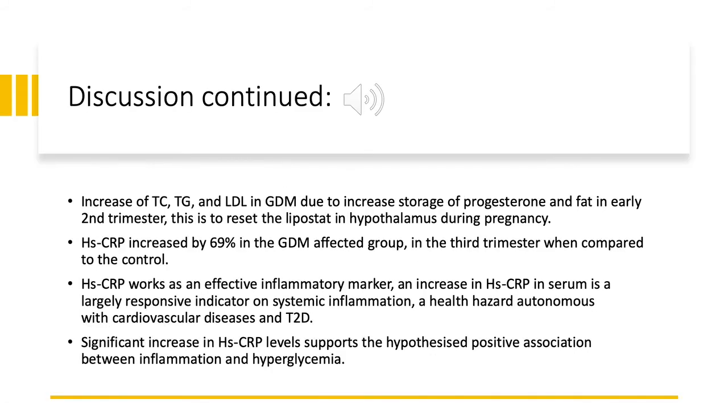The increased level of TC, TG, and LDL in GDM is due to the increased storage of progesterone and fat in the early second trimester. This is to reset the lipostat in the hypothalamus after alteration during pregnancy.